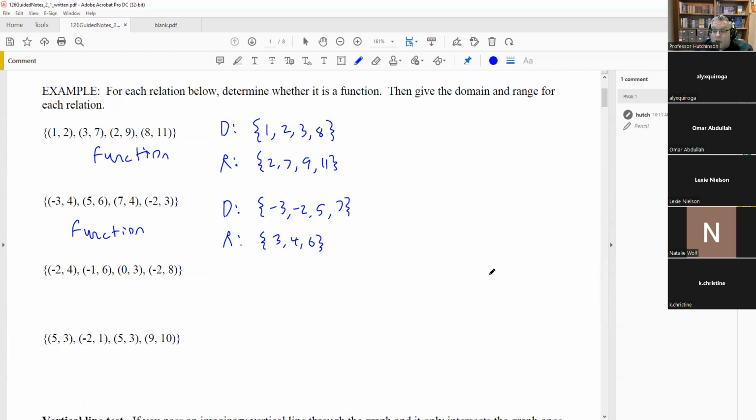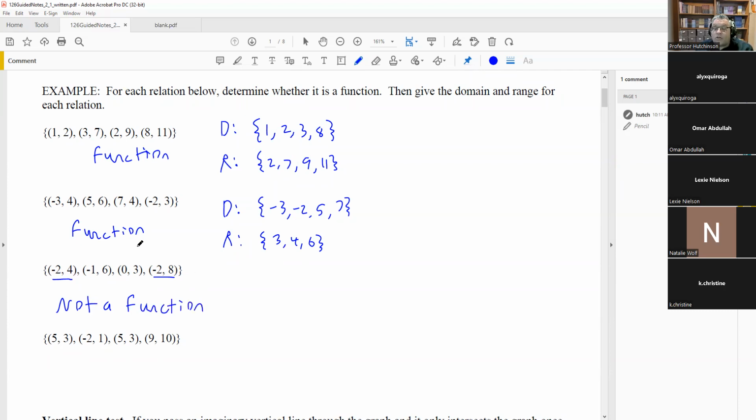Okay, now the next one. Take a look at these 2 points right here, -2, 4, and -2, 8. Notice in this case that I have a -2 that goes to 4, but I also have a -2 that goes to 8. So in this case, the same x value is giving me 2 different y values. Because of that, we have to say that this is not a function.